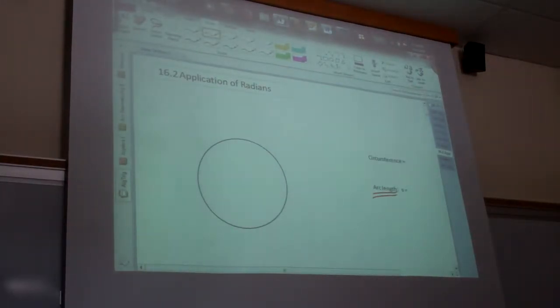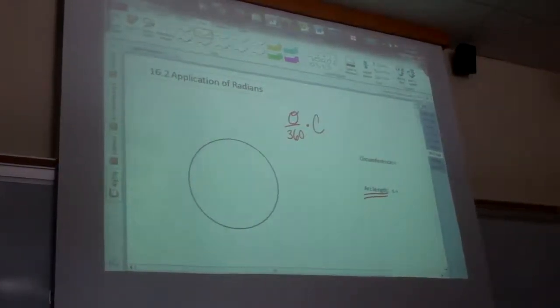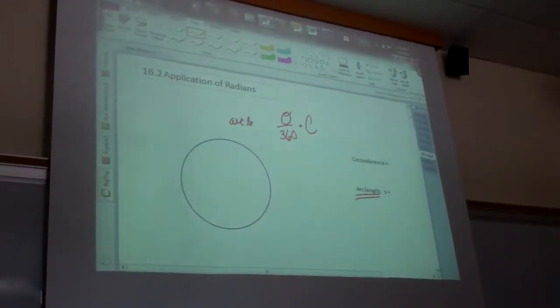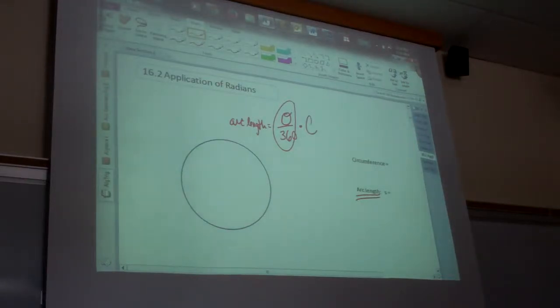We took the fraction of the arc measure over 360. And then we multiplied that by the circumference of the circle. So to find the arc length before, we took the portion of the angle from the full 360, so the full circle, and then multiplied by the circumference, because that gave us the portion of the circumference we're looking for.